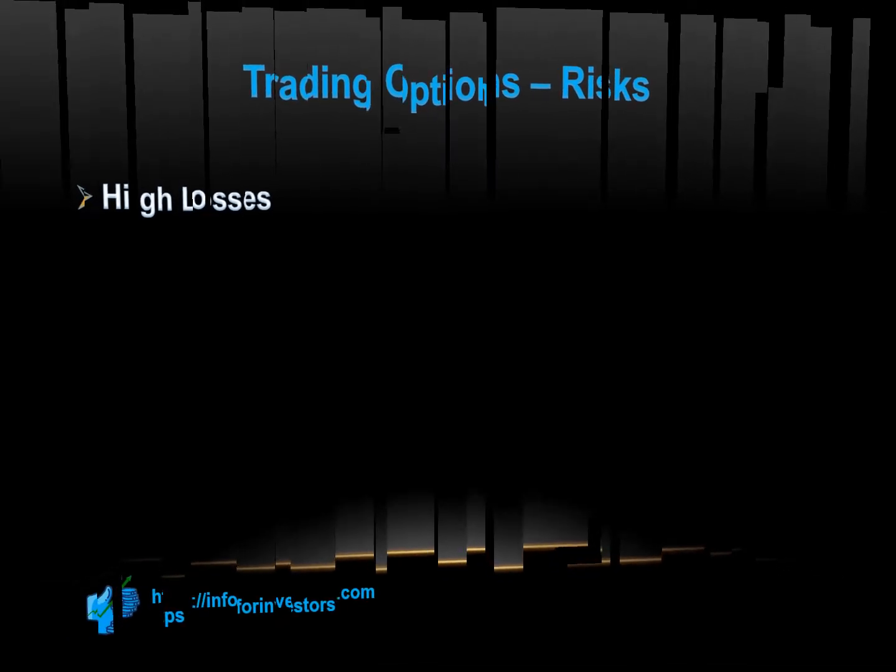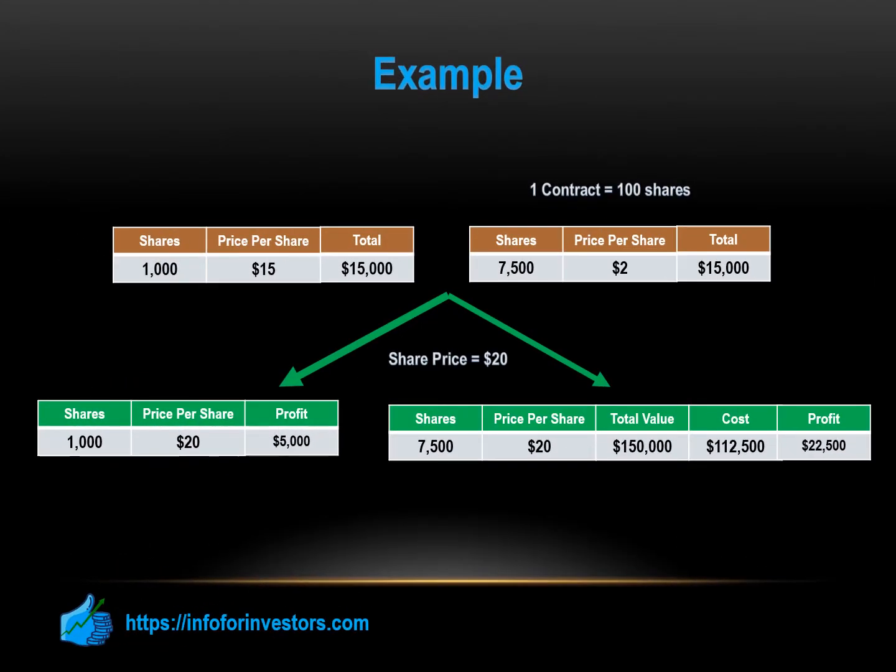Let's see an example. Say a stock is currently trading at $15 per share and you want to purchase 1,000 shares. This means you need $15,000 to purchase them. However, if you have the $15,000, but you purchase an option for the same 1,000 stocks at a price of $2 per contract, you can multiply the number of shares you can get. Since each contract gives you the right to purchase 100 shares, your $15,000 gives you the option to buy 7,500 shares. For the same amount of $15,000, you can get control over 7,500 shares instead of 1,000 shares. Now, let's move to two scenarios.